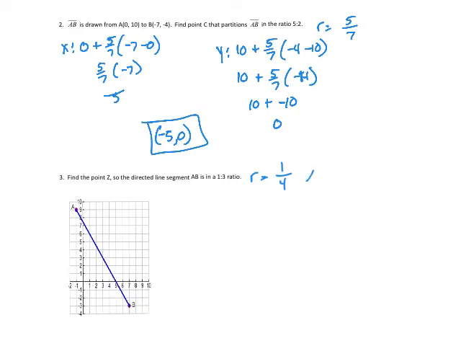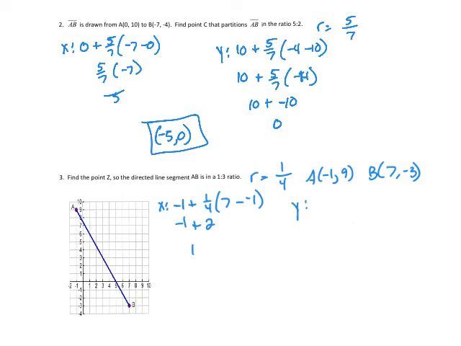I'm going to write down the coordinates. A is at -1, 9. B is at 7, -3. So again, for my x value, I start at -1. I'm going to add a quarter of the total distance, which is 7 minus -1. So that's -1 plus 8 divided by 4, which is 2. I should end up at 1.